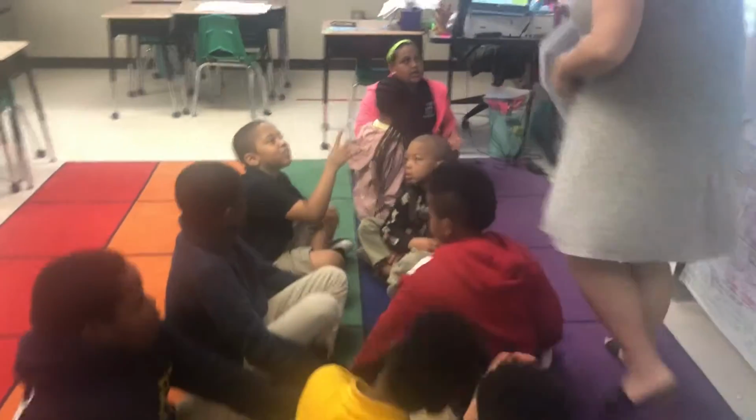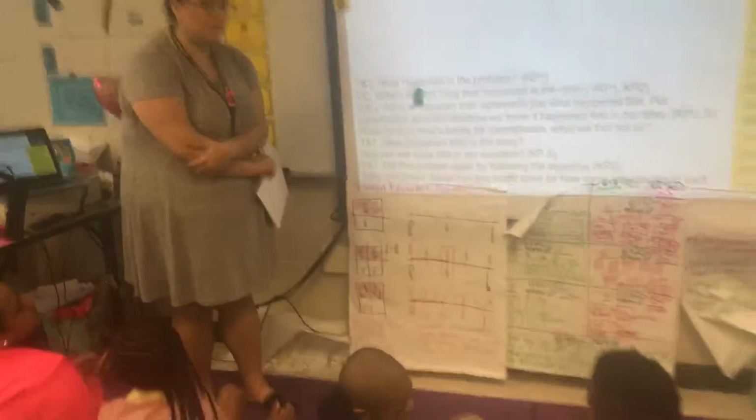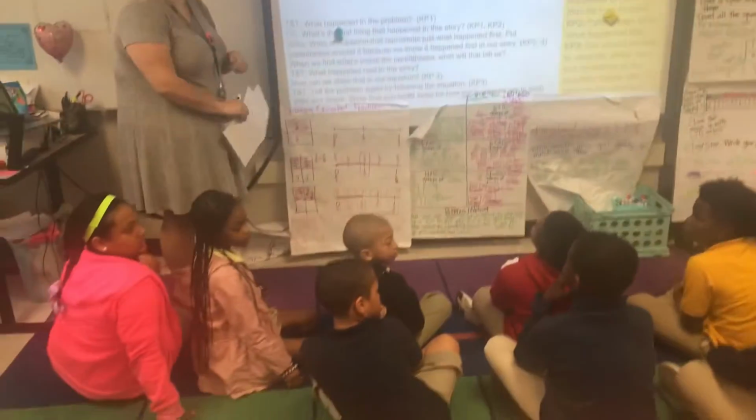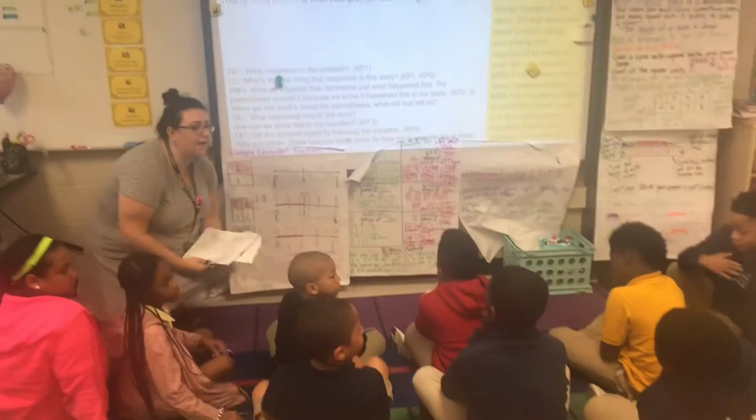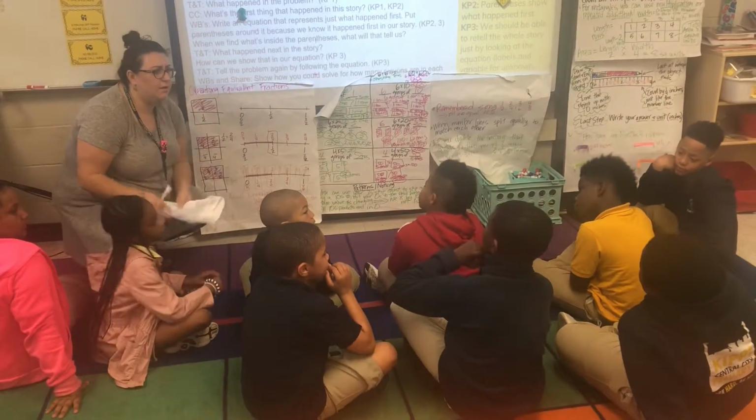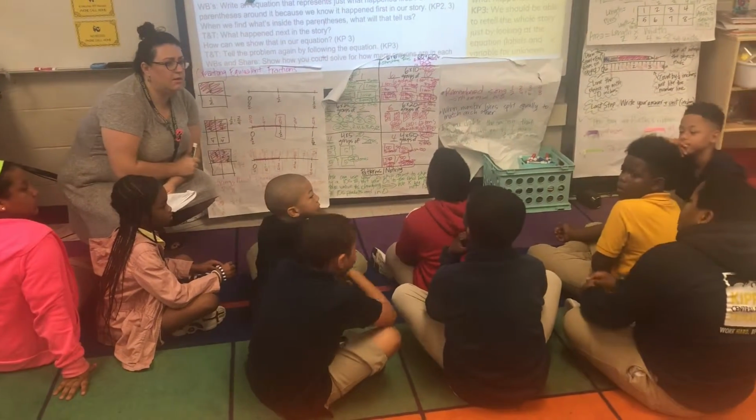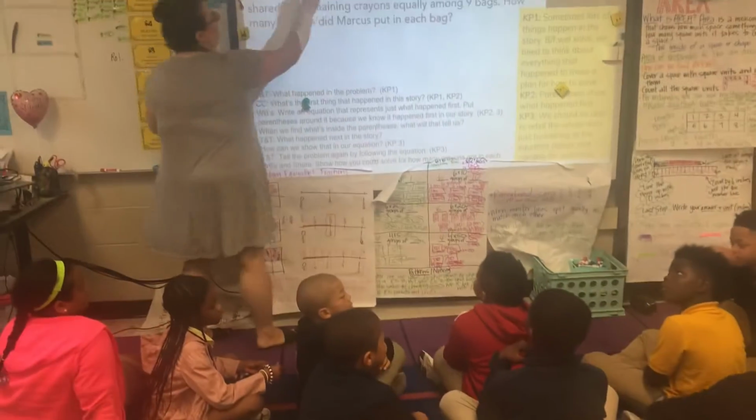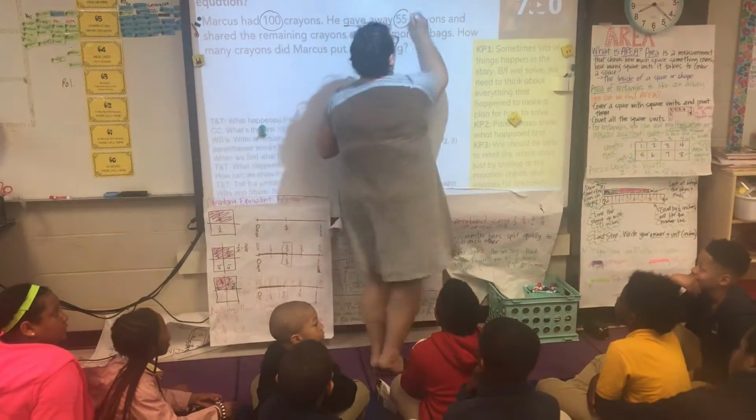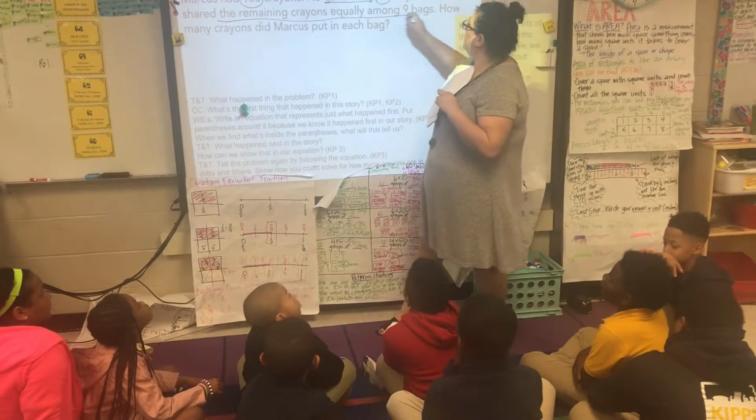Back to me in 2, 1, zero. Track Naz. Legend's tracking Naz. Rajel is tracking Naz. Antoine's tracking Naz. Naz, tell me what happened in the story in your own words. Marcus had 100 crayons, and he gave away 55 crayons, and shared the remaining crayons equally among 9 bags.